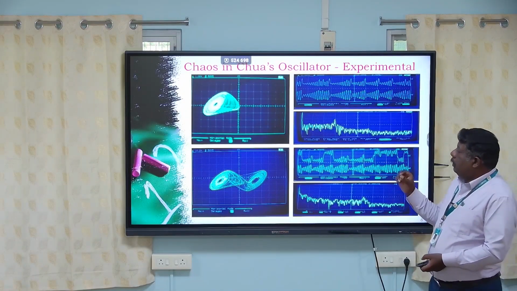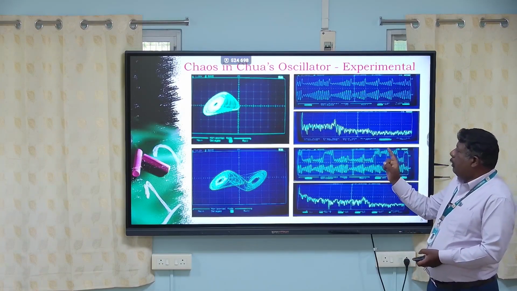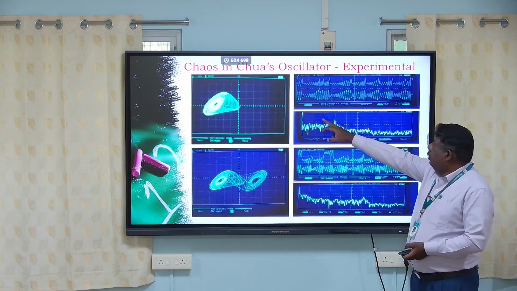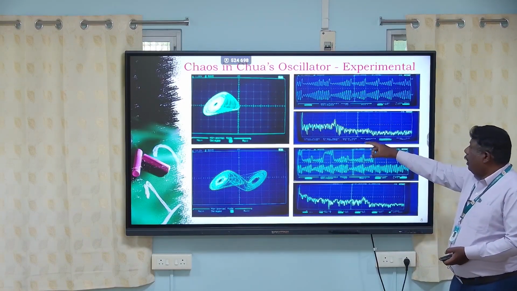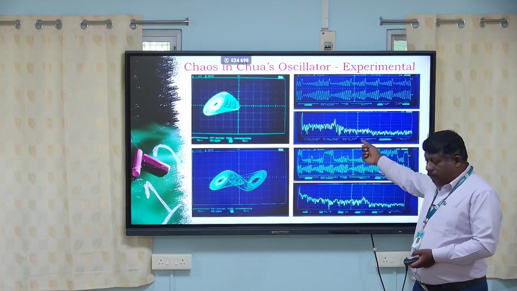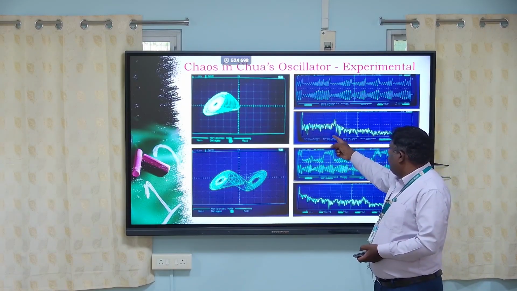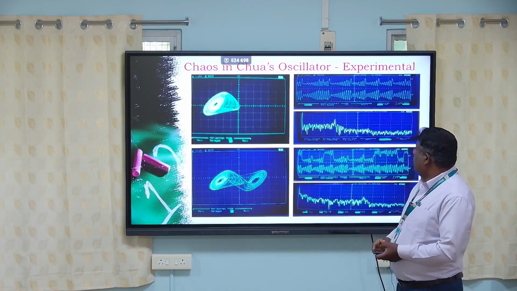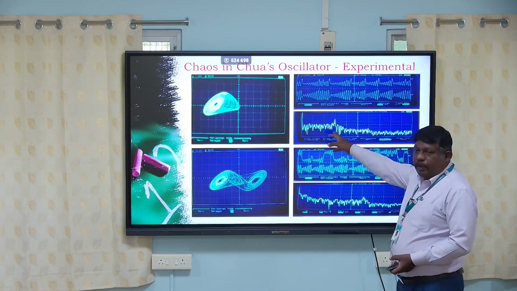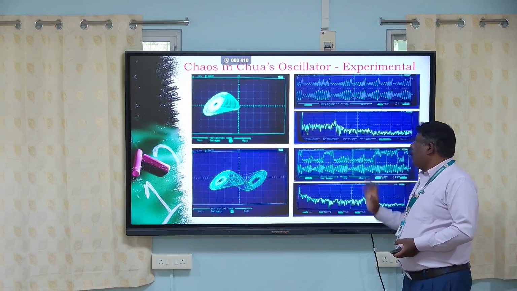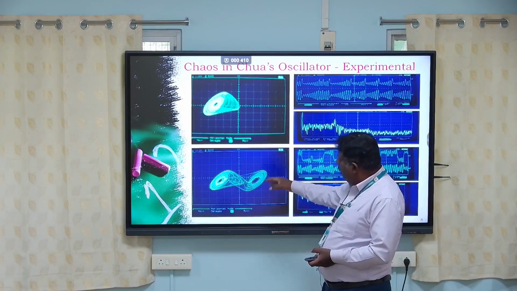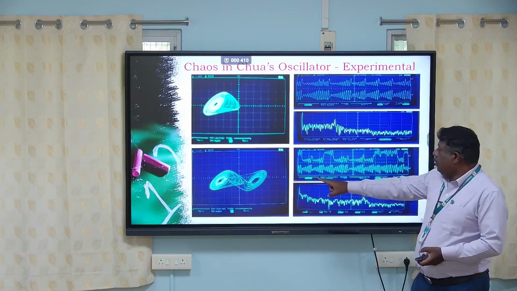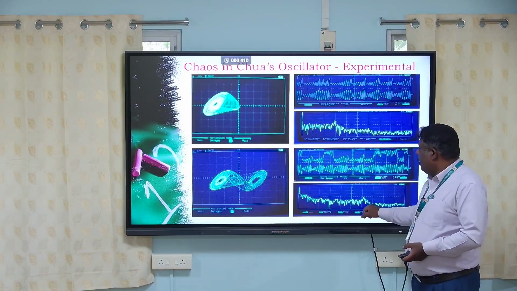Then after tuning the resistor at one particular R value, we are getting 1 band chaos. The corresponding time series is given here, and in order to confirm the chaotic oscillator, this is the fast Fourier transformation. This gives the chaotic pattern. It is a wide band spectrum that confirms this chaotic behavior. And again we tune the resistor, and we get double band chaos. The corresponding time series and its FFT are given here.